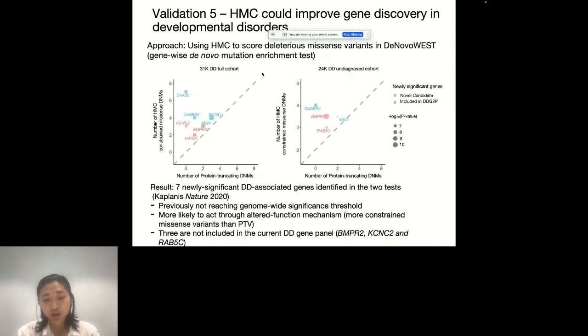And for 3 genes out of the 7, they are currently not included in the DDG2P panel. So this really highlights the potential of using HMC to improve gene discovery.